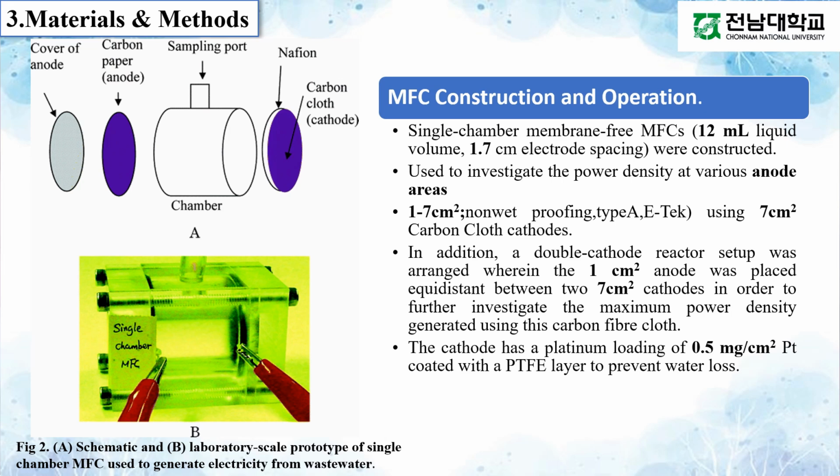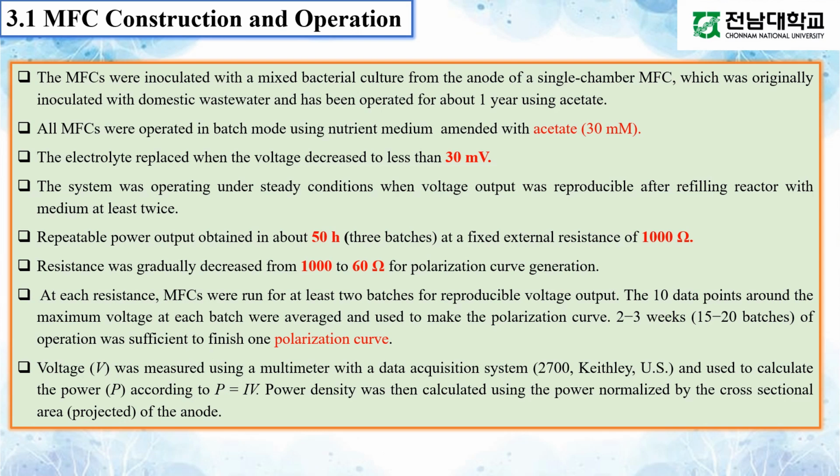The microbial fuel cells were inoculated with a mixed bacterial culture from the anode of a single-chamber microbial fuel cell, which was originally inoculated with domestic wastewater and had been operated for about 1 year using acetate. All microbial fuel cells were operated in batch mode using nutrient medium amended with 30 millimolar acetate. The electrolyte was replaced when the voltage decreased to less than 30 millivolts.